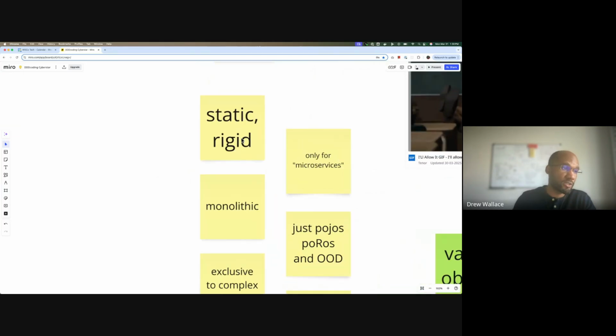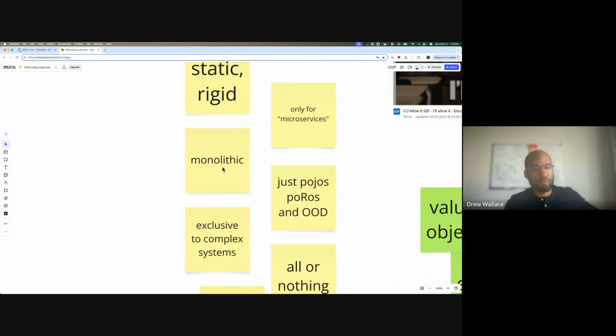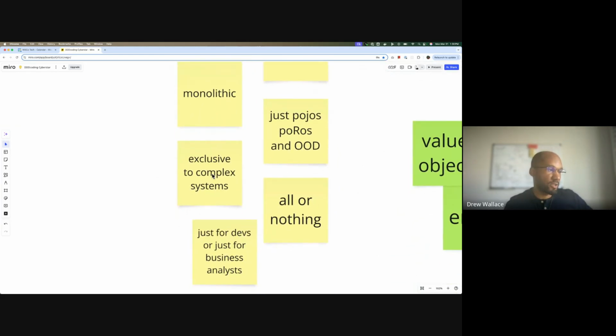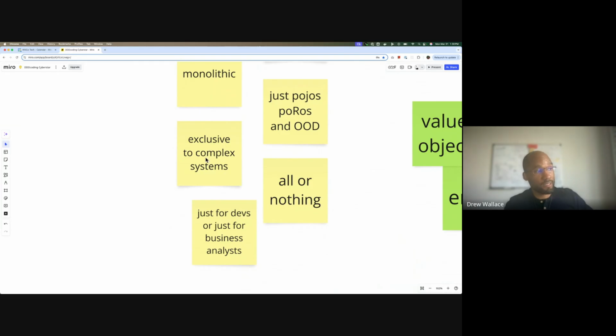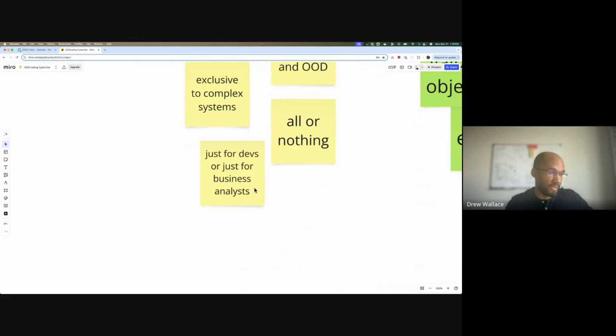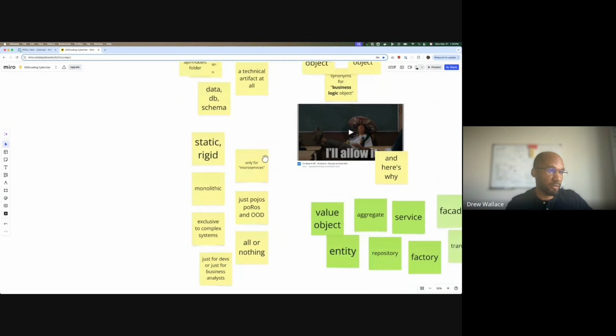Also, the domain changes. It's not static or rigid. It's not only for microservices. There's that misconception too, like DDD is from those microservice guys, right? REST, you don't need DDD for REST, or you can't use it for REST. Misconceptions. It's not exclusive to complex systems either, and it's because it's not an all or nothing thing. There are a lot of tools within the toolbox of DDD. And it's not just for devs or for product and business analyst people. Those are some misconceptions.